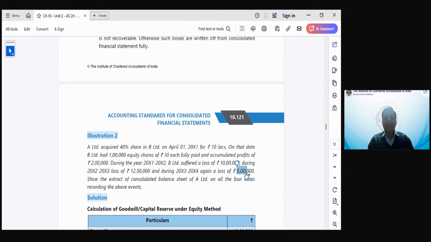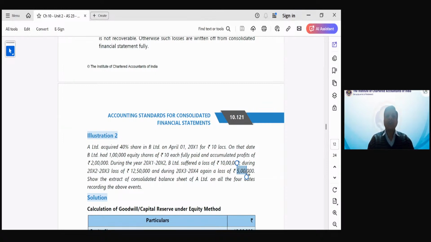Show the extract of the consolidated balance sheet of A Limited on all the four dates recording the above events. Okay, so we are required to record these events. Yeah, so let's do that. So in a way, what is the question asking you? The question is asking you to prepare the consolidated balance sheet on four dates. What are those four dates?